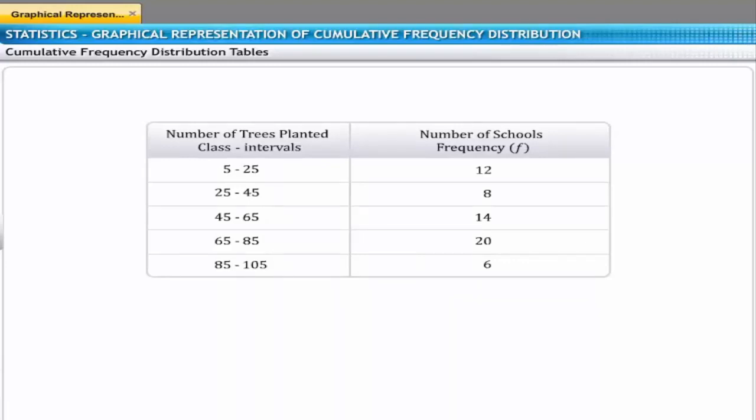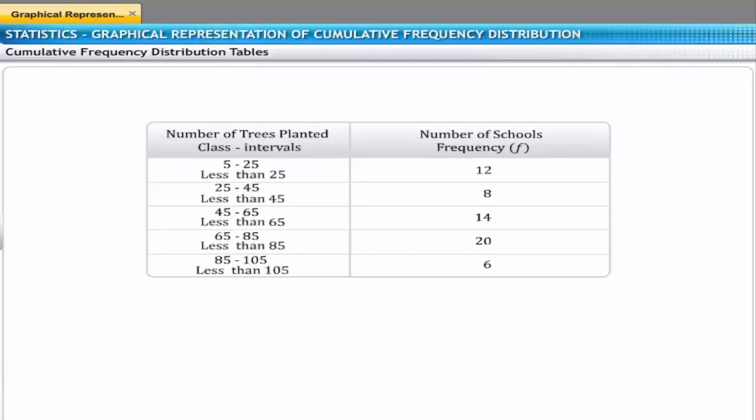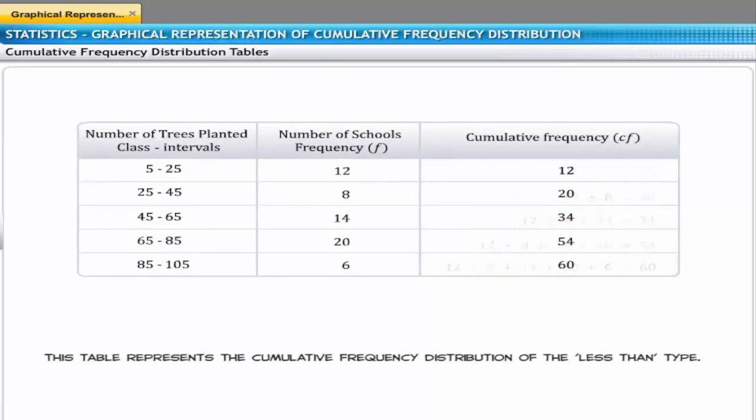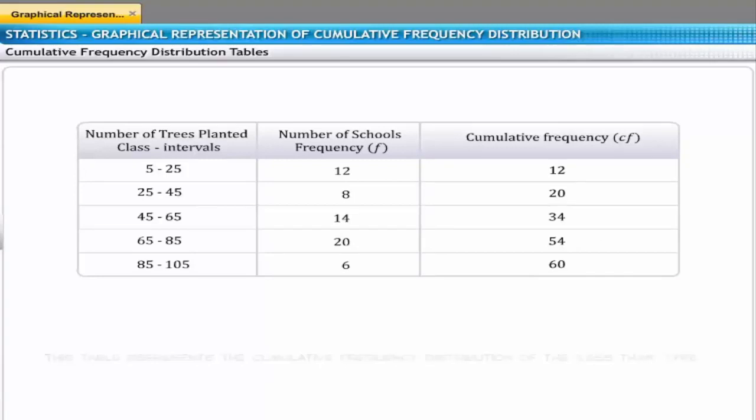For this, the data is first reorganized using only the upper class limits of the class intervals. Then, their corresponding frequencies are adjusted as shown. The cumulative frequency distribution of the less than type is obtained. Next, we'll see how this reorganized data is represented in a graphical form.